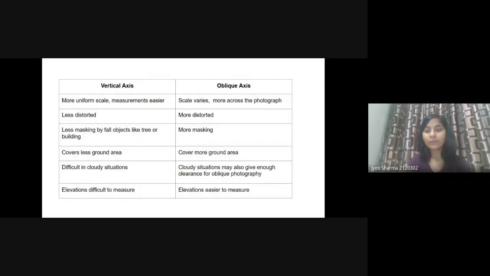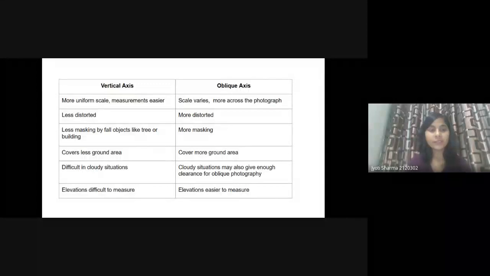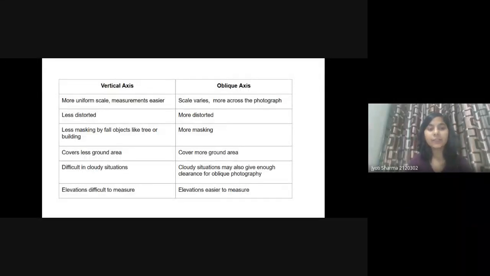Then yes, we have different pros and cons of the vertical and oblique axis. The vertical axis will give you more uniform scale, or the measurement will be easier, but in oblique the scale will vary more across the photograph. Vertical will be less distorted, oblique will be highly distorted. Then vertical has less masking by tall objects like trees or buildings, while oblique will give you more masking. Vertical covers less area, oblique covers more area. It is very difficult in cloudy conditions.